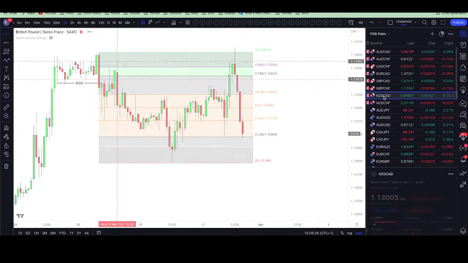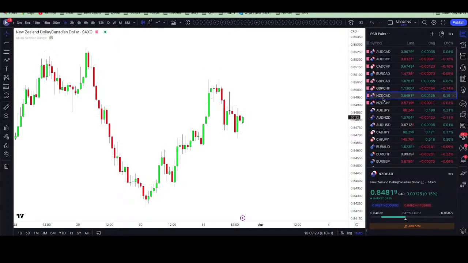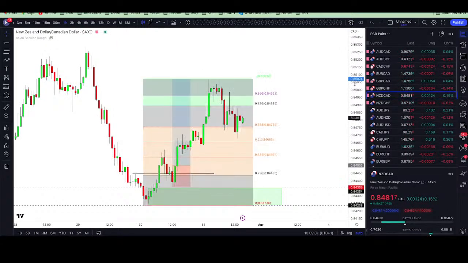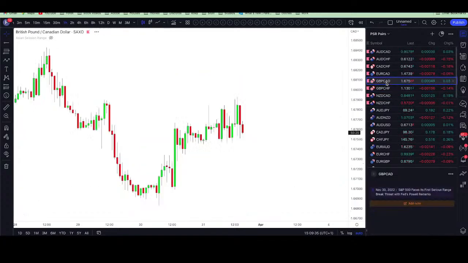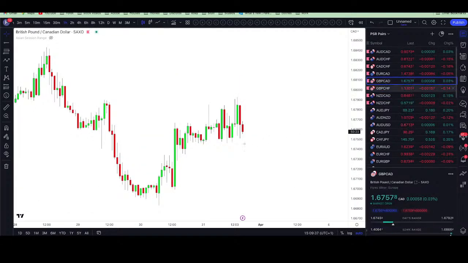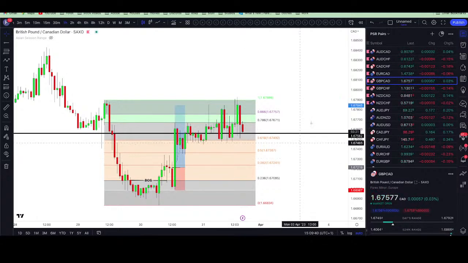NZD CAD. Let's see what these CADs are doing. These CADs are still pushing up. So yeah, I don't think we're going to get a pullback on GCAD or NZD CAD. I don't think we will get a pullback. Okay, GCAD seems like it's going back down.